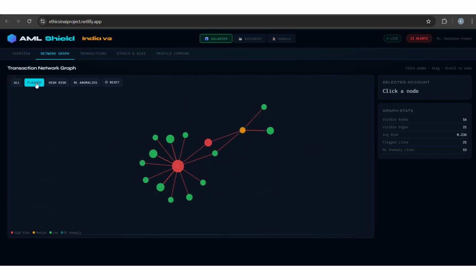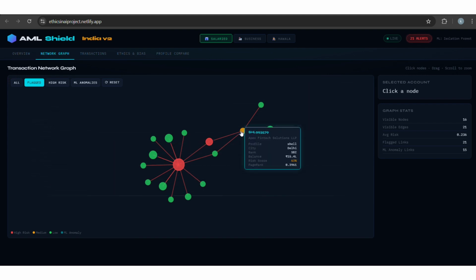Applying the flagged filter reduces the graph to only suspicious transaction edges. This collapses the legitimate cover transactions and reveals only the criminal network: the aggregation flow from fronts to operators, the layering chains between the operators, and the circular rings.